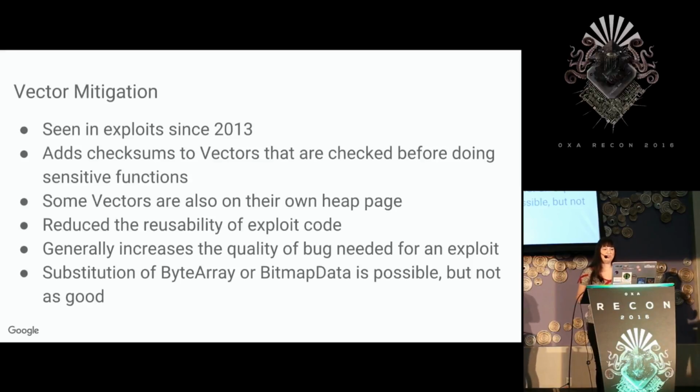The vector mitigation did a few things to get rid of this. To start, it added checksums to vectors that are checked before doing sensitive functions. So now if you do clobber the length of a vector, then when you try to access it, it will fail checksums and then crash.